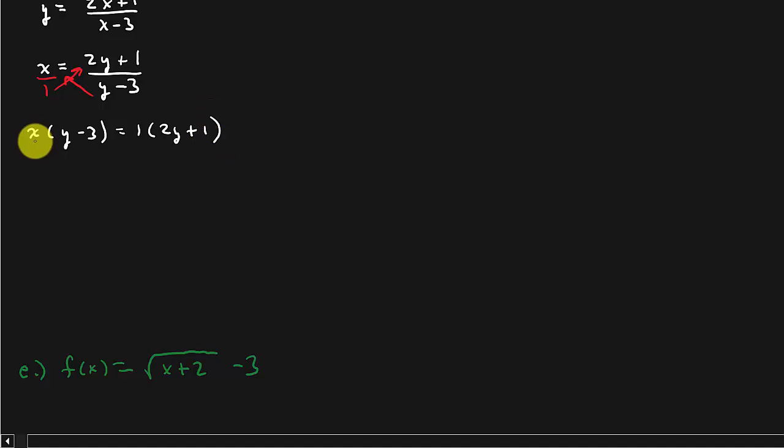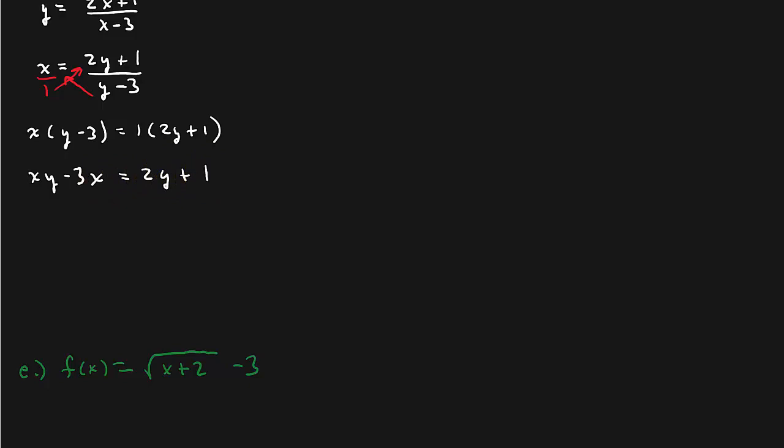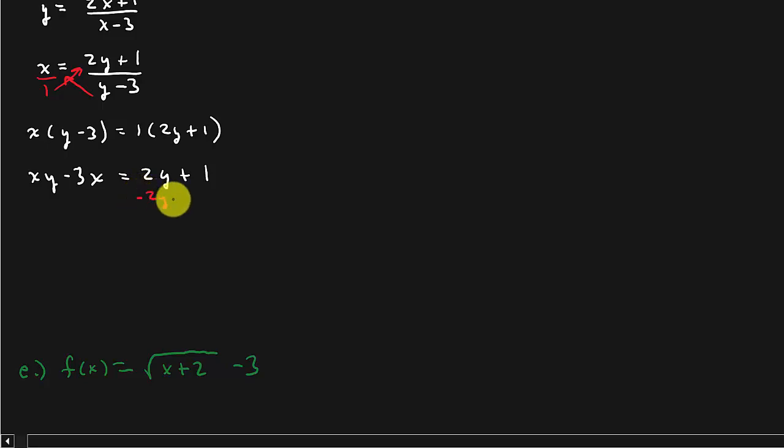And what am I doing? I'm solving for y, right? So let's clear the parentheses. So I get xy minus 3x equals 2y plus 1. Now, I'm solving for y. So everything with a y has to come to one side. Everything that doesn't have a y goes to the other side. So I'm going to subtract 2y from both sides, and I'm going to add 3x to both sides. So I get xy minus 2y equals 3x plus 1.